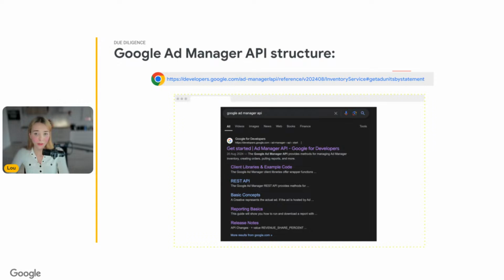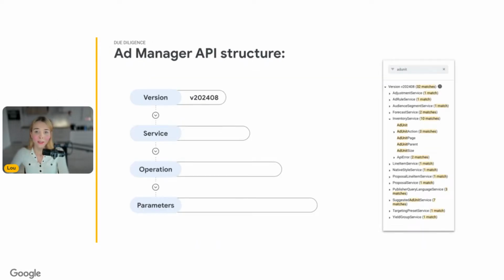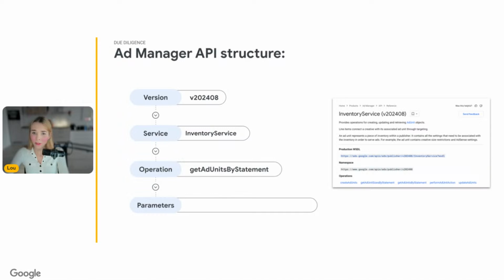Right, so due diligence. Let's check the Google Ad Manager API structure. So going over to Google, checking the reference. Again, like Matteo showed earlier, we want to use a little search functionality to look for ad units. It's in the inventory service. So the inventory service has a get ad units by statement.